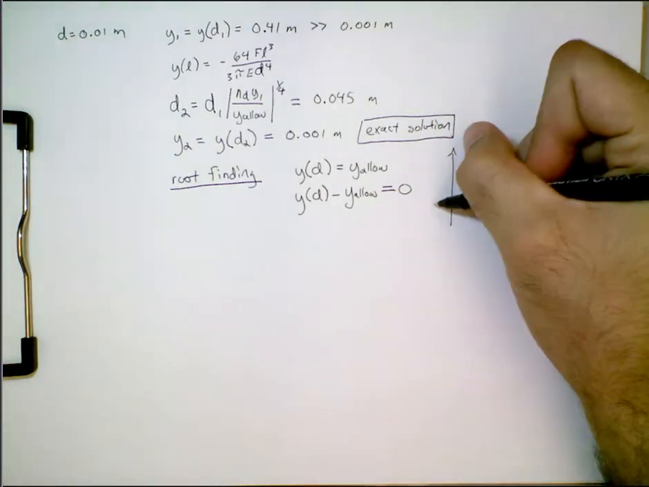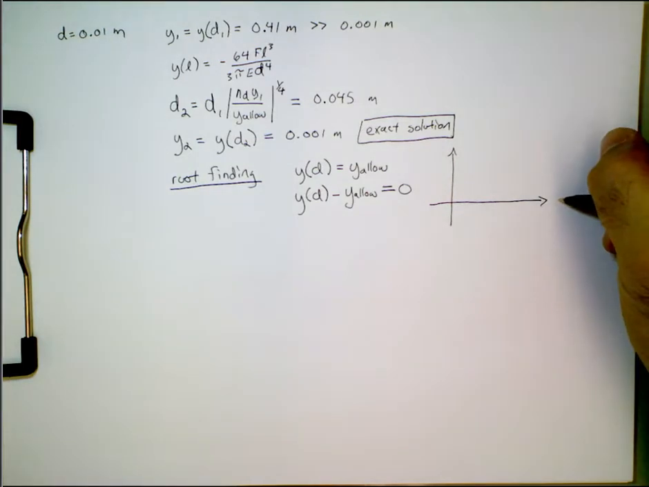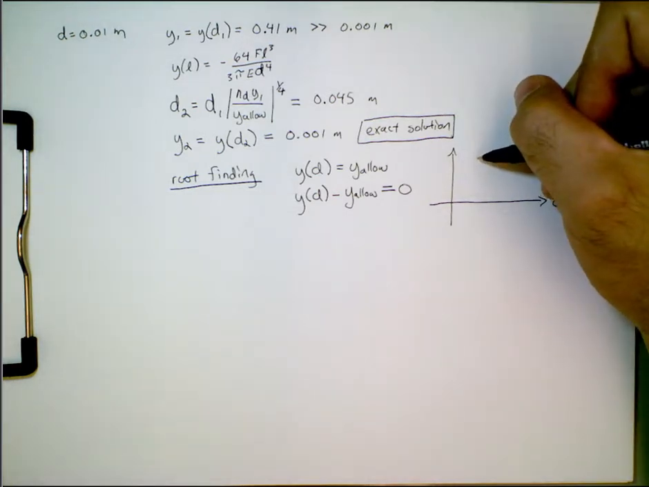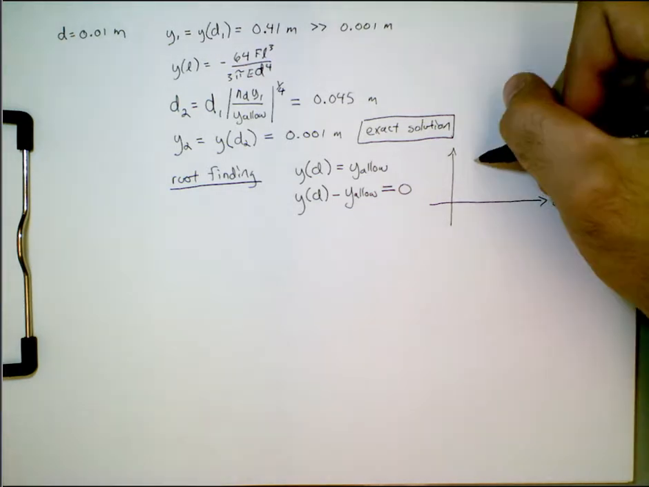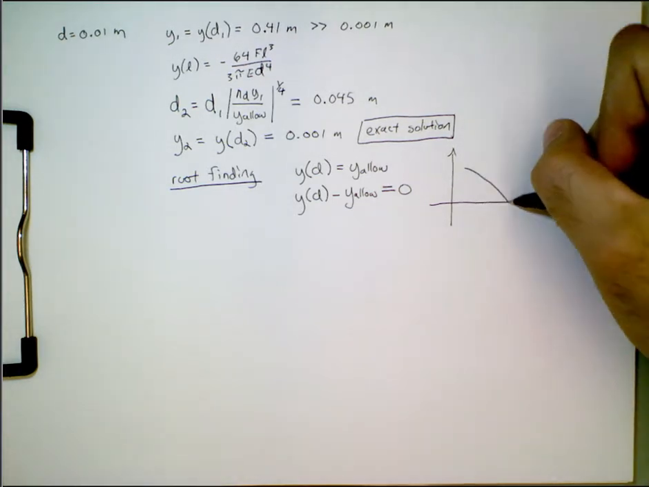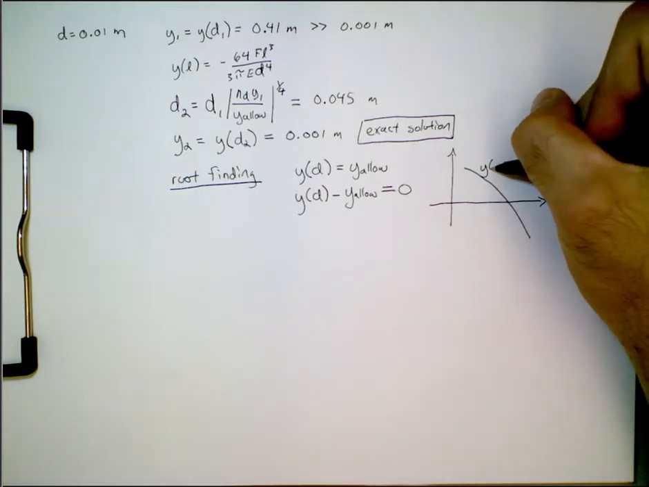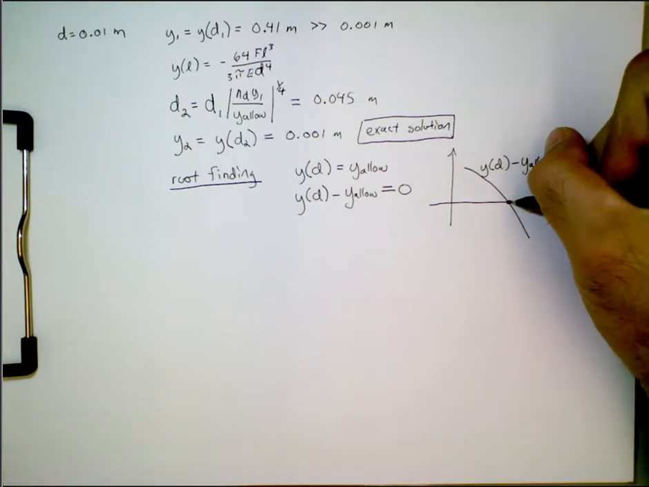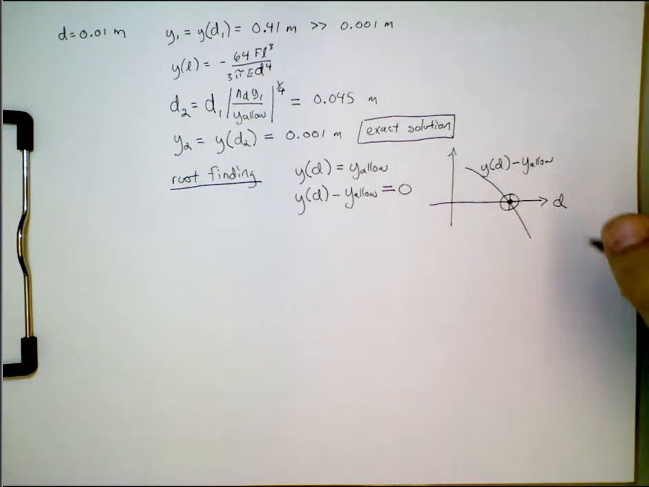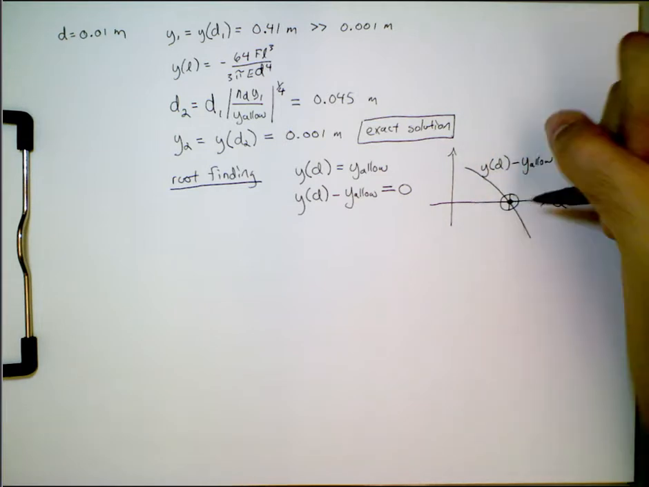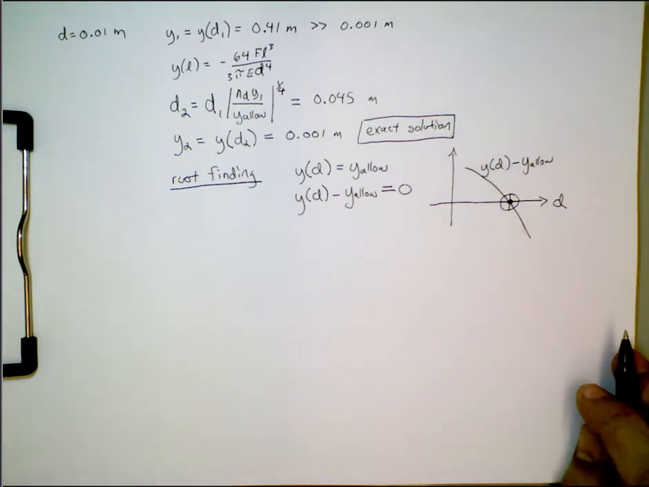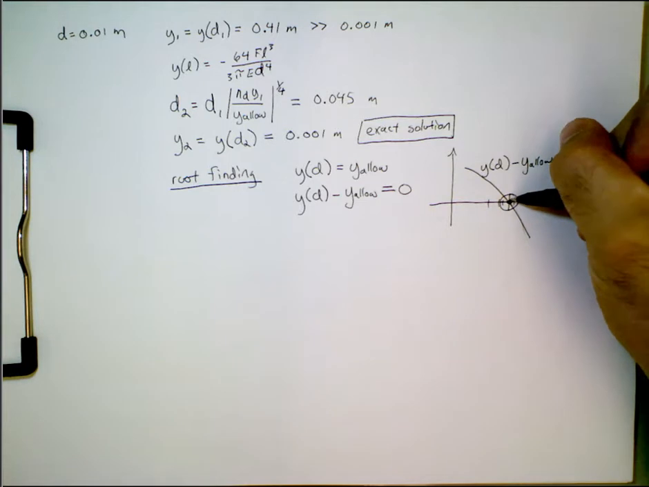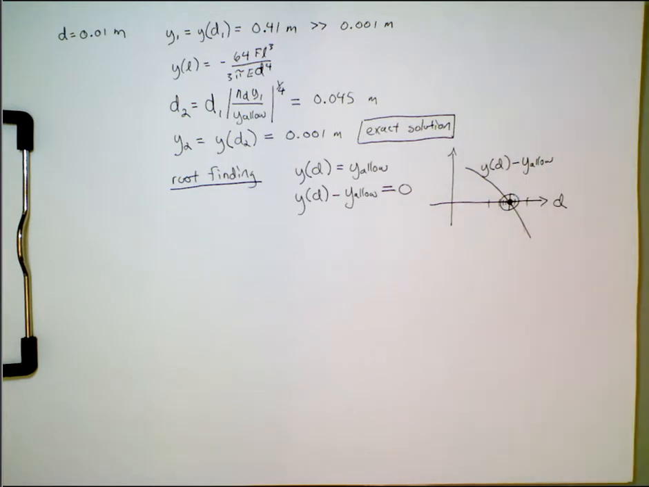And graphically we can think about it this way. If this is the diameter on the horizontal axis, and I don't know exactly what this is going to be shaped like, as the diameter gets bigger, the deflection is going to get smaller, so it might look something like that. This curve represents y of d minus the constant y allow. And where it crosses 0, that is our diameter that's going to give us this desired level of deflection. That's what we mean by a root finding approach, and this iterative formula helps us try different values of diameter until we hone in on the correct value that gives us the right deflection.